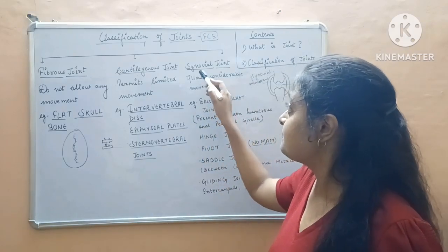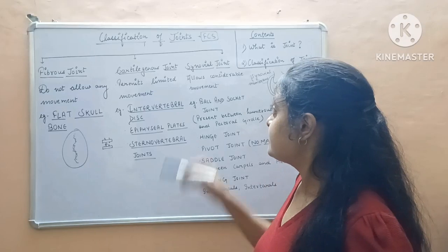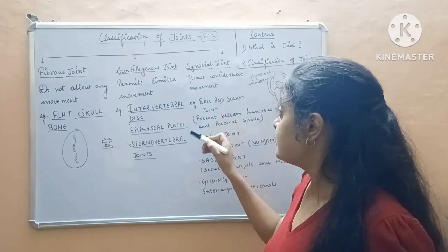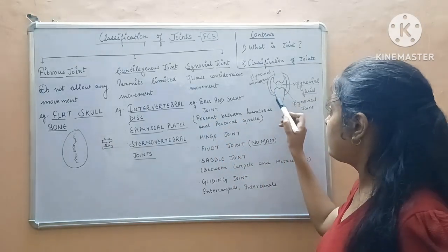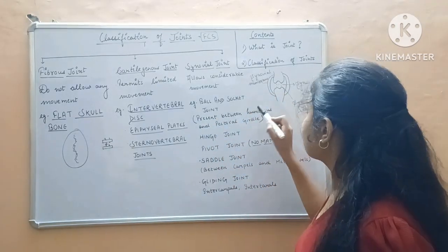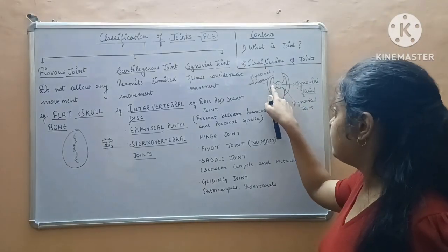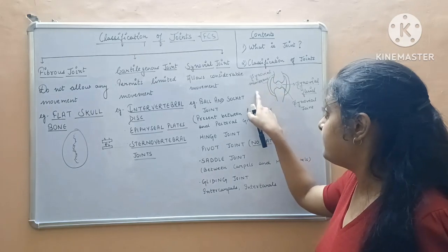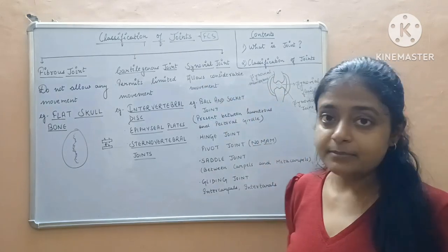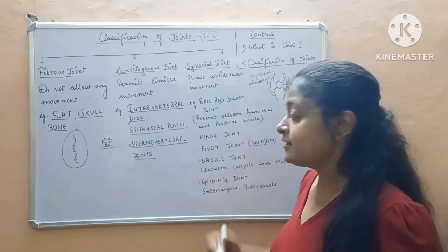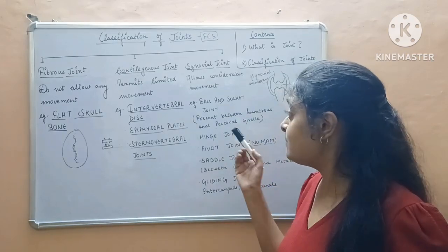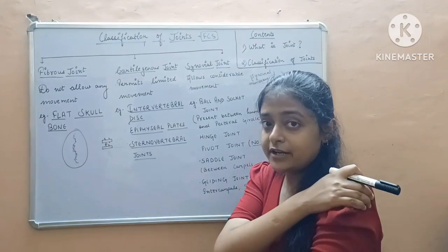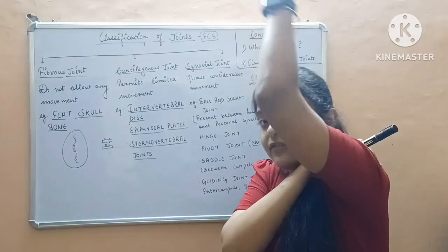The third one is the synovial joints. Synovial joints allow considerable movement. Here is a diagram of a synovial joint. This is the synovial fluid, and this is called the synovial membrane. It allows considerable movement. The examples: first, the ball and socket joint, between the humerus and the pectoral girdle. This is the ball and socket joint, which allows us to move our hand.